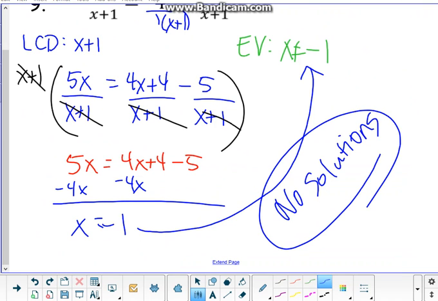All right, so here's your solution for number 9. We had an LCD of x plus 1. When I multiply all that through, I actually end up with a solution of x equals negative 1, but my excluded value was actually x equals negative 1. Whenever that happens, we have no solutions.